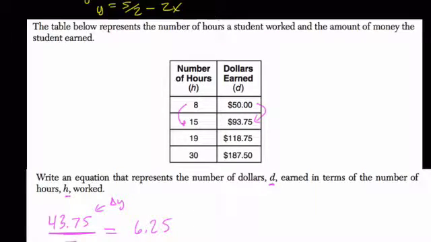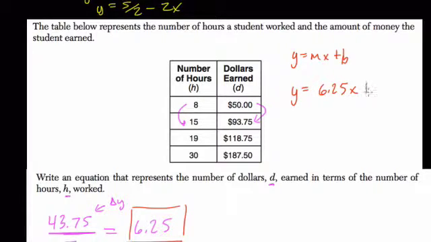So we want to use this now to find the y-intercept. Well, y equals mx plus b. m is the slope, b is the y-intercept. We have m now, it's 6.25. So we have y equals 6.25x plus b. And to find out what b equals, we can plug in our y and x values, which of course are D for dollars earned, that's y, and number of hours is x. The number of hours you work tells you how much money you'll be earning. So we can plug in any of these points to solve for b. So I'll plug the first one in.